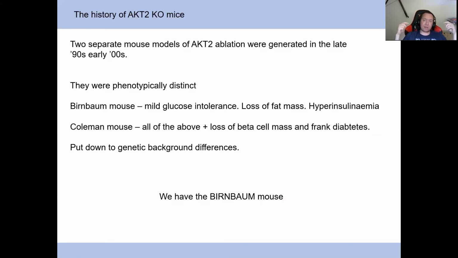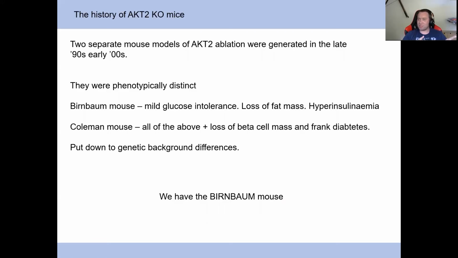And there have been many AKT2 knockout mice, but there were two separate models first made in the late 90s, early 2000s, and they were phenotypically distinct. The Birnbaum mouse was mildly glucose intolerant, it had a loss of fat mass, and it was hyperinsulinemic. Okay? The Coleman mouse had all of the above, but it also had a loss of beta cell mass and frank diabetes.